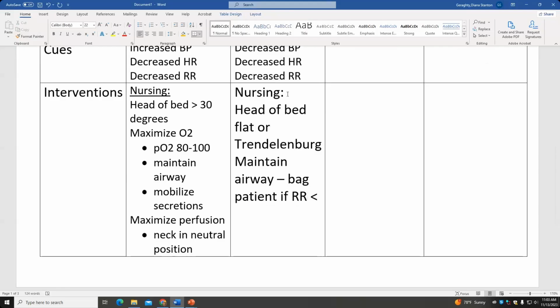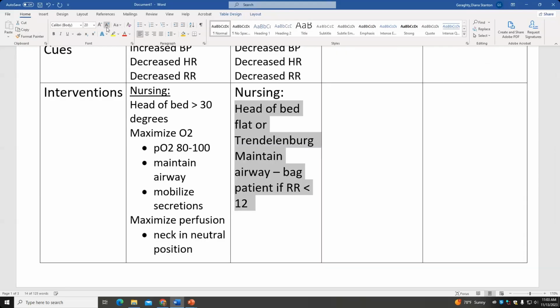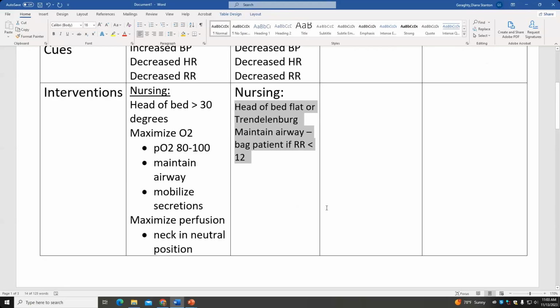What do we bag the patient for? So if the respiratory rate is not adequate, we need to make it adequate. So if we're just looking at what we can do as a nurse without any orders to help our patient, I think this might be the most of our list there. I can't really do much else for the decreased respiratory rate other than that. I can't do much for the blood pressure except for the head of bed flat or Trendelenburg. I really can't do too much else. So that's probably what we got for quick nursing interventions.